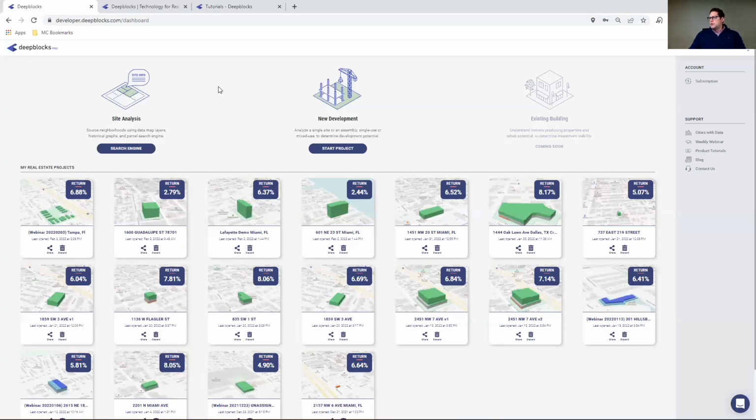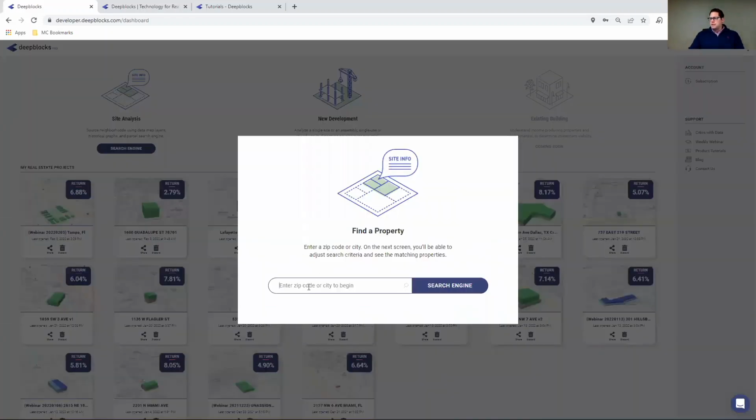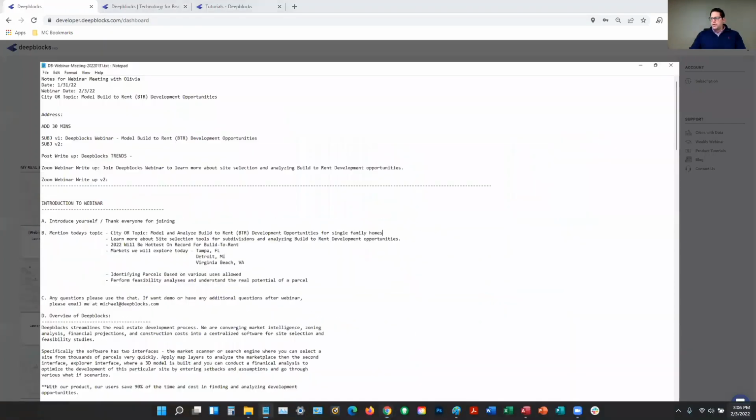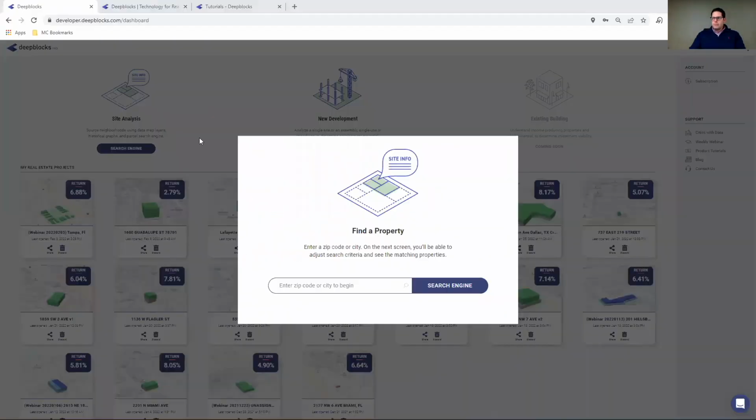So with that said, we're currently looking at my dashboard. We're going to jump into the search engine. And as I mentioned, today we're going to be focusing on Tampa, Florida. So we're going to jump into Tampa.